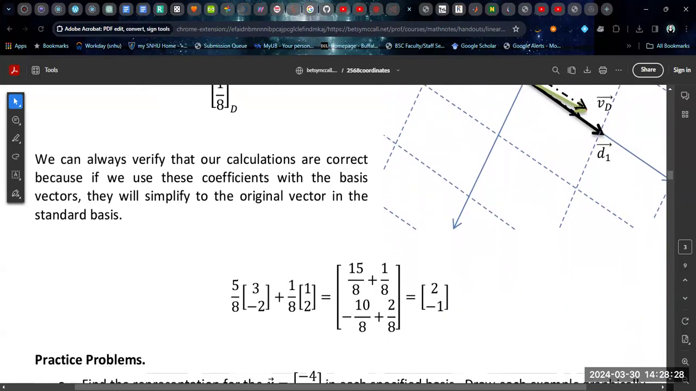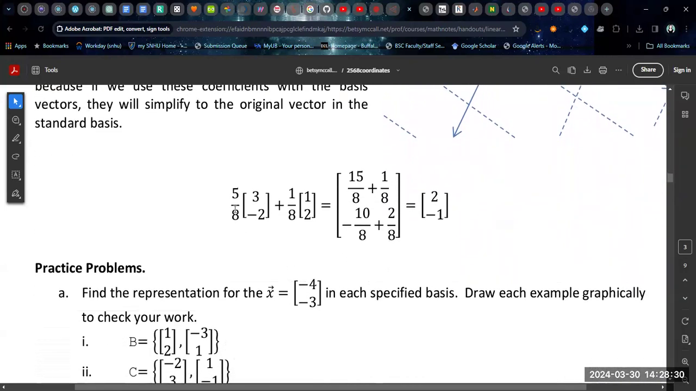And we can always verify that our calculations are correct by simply multiplying our corresponding basis vectors by the coefficients that we find. So for instance, if I multiply 5/8 by (3, -2), I get 15/8 and -10/8. And if I multiply 1/8 by (1, 2), I get 1/8 and 2/8. And if I add those together, I get 16/8, which is 2, and -10 plus 2 is -8, which is -8/8, which is -1. So the arithmetic does work out here.